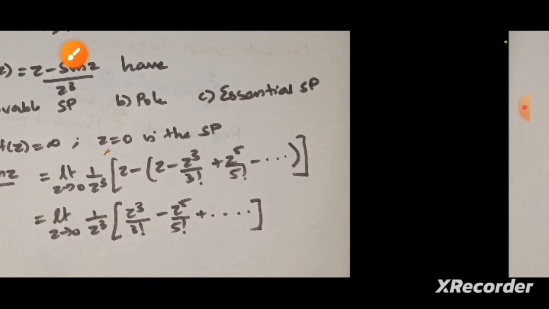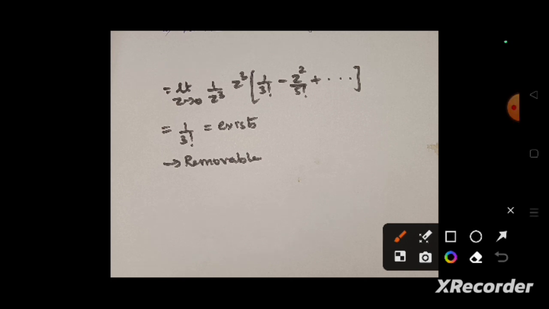After that, z cube you can take outside and cancel this, the remaining is 1 by 3 factorial minus z square by 5 factorial, and so on. Apply z tends to 0 to the remaining, you will get 1 by 3 factorial. So the limit exists, hence we can say that it has a removable singular point.